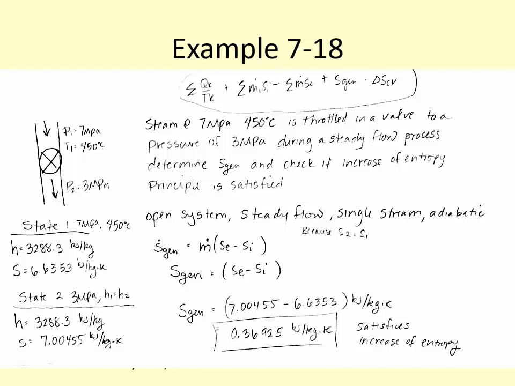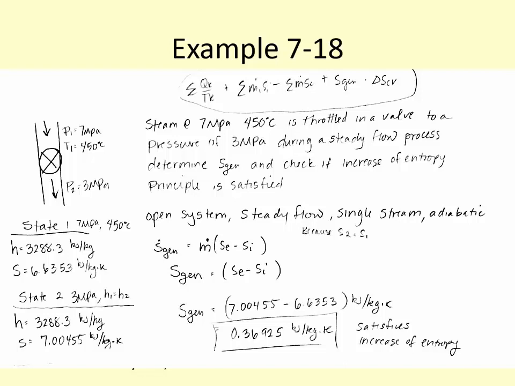We can look up by interpolation. Look up and interpolate. You don't look up by interpolation, but S2 is 7.00455 kilojoules per kilogram Kelvin. Okay, so we know S1, we know S2. We should be able to determine the entropy generation for this process.